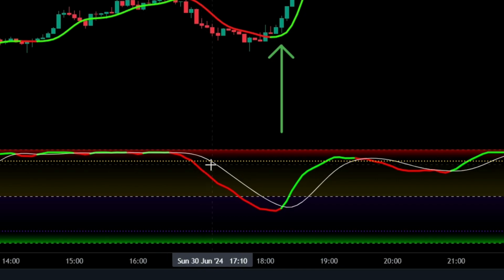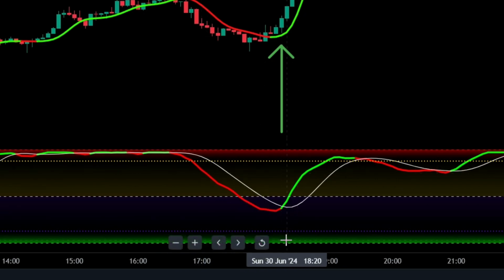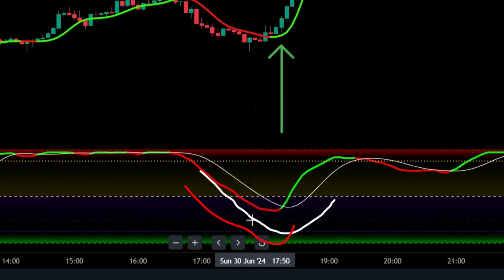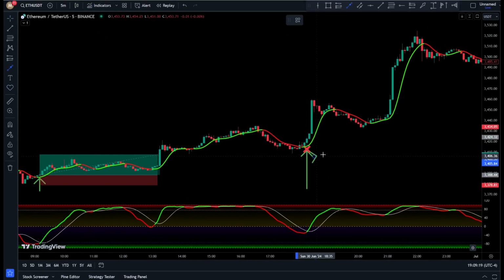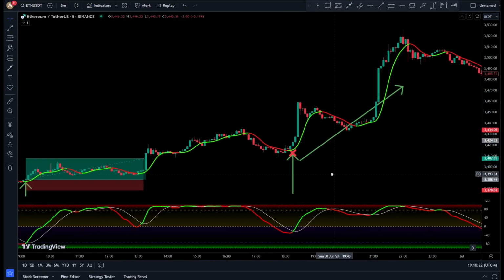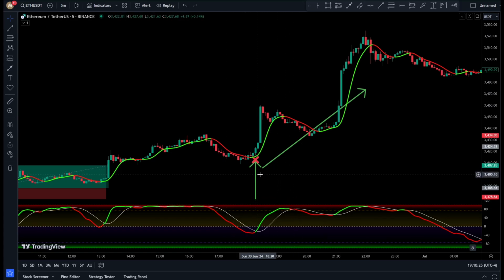These two moving averages have crossed, but they haven't reached the bottom of the oscillator. They should have crossed here at the bottom for us to enter. So we will ignore this signal even though the price has gone up. Okay, let's do some backtesting for this strategy and see the results.